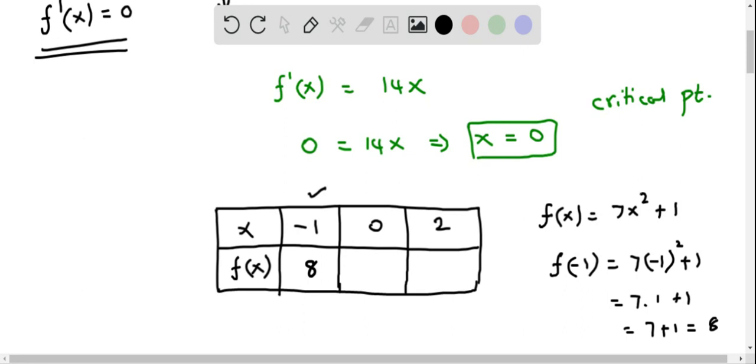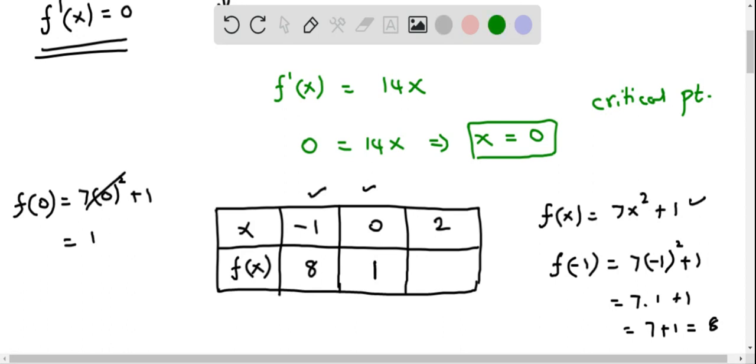And now let's determine f of 0. So f of 0 equals, we plug it into f of x, 7 times 0 squared plus 1. This is 0. So we get 0 plus 1 is 1. So f of 0 is 1.